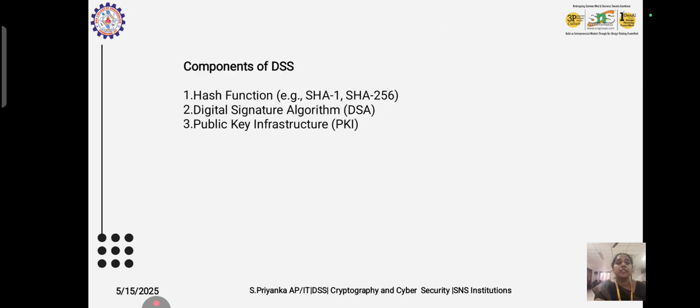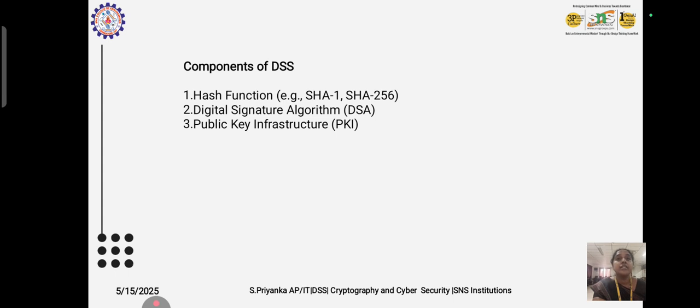Next, coming to the components of DSS. DSS mainly consists of the following: hash function, for example SHA-1 and SHA-256, next the digital signature algorithm, and finally public key infrastructure. First is the hash function. A hash function in general converts the messages into a fixed size string, that is, a digest. It mainly ensures integrity, showing whether any changes in the messages have occurred.